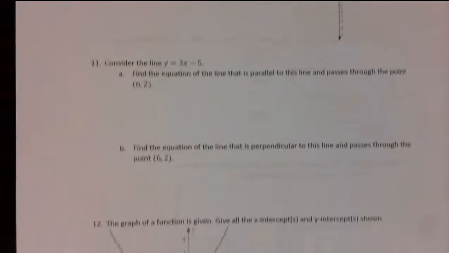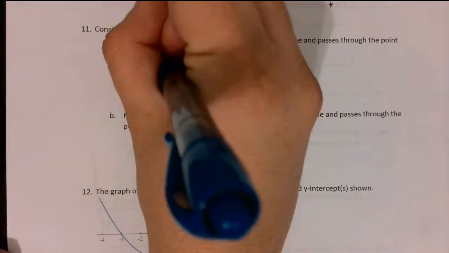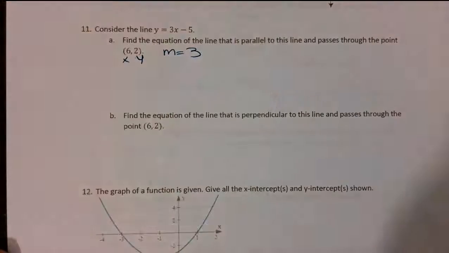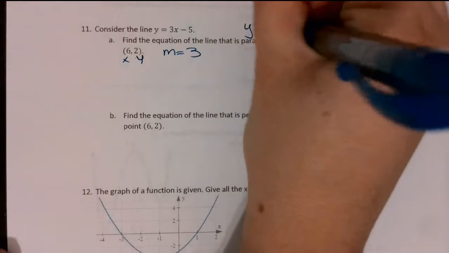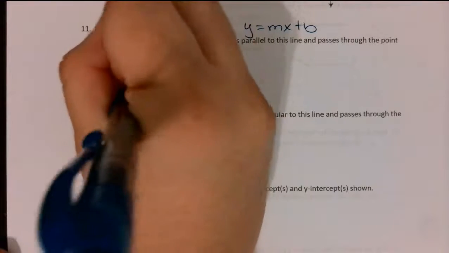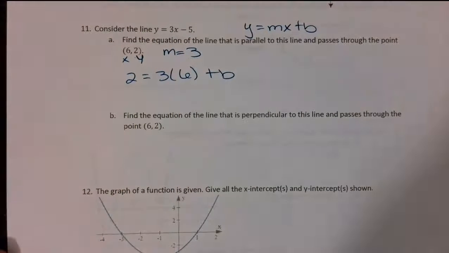Okay. Number 11 wants me to consider the line y equals 3x minus 5. It wants me to find the equation of the line that's parallel to this line and passes through the point 6, 2. So to be parallel, that means I have a slope of 3. 6, 2 is going to be my x and y. I'm going to plug into the formula y equals mx plus b. I have 2 equals 3 times 6 plus b. When I'm working with parallel and perpendicular lines, I ignore the number at the end.